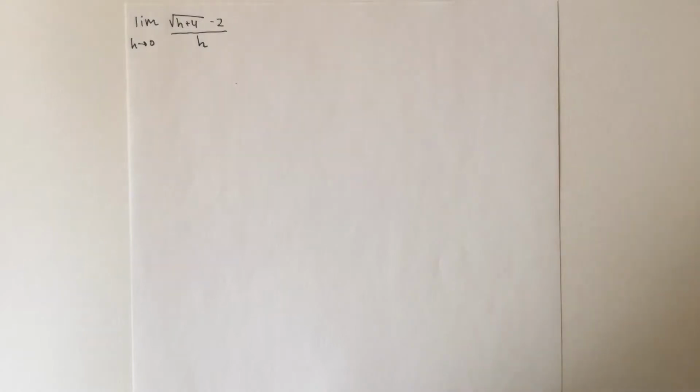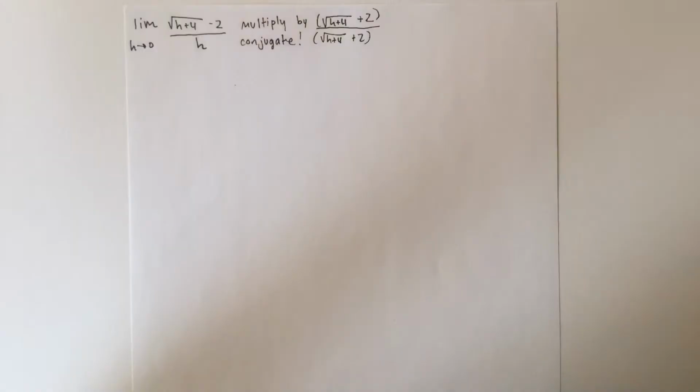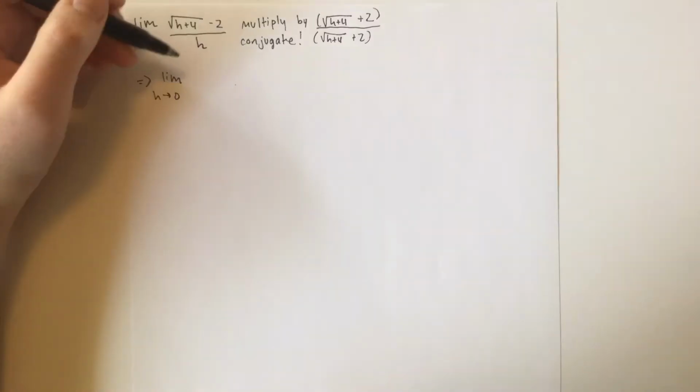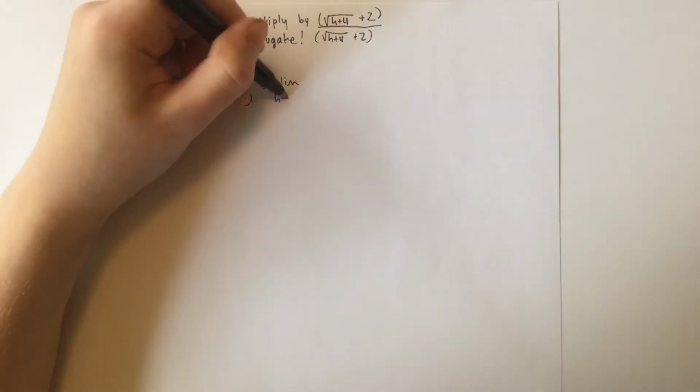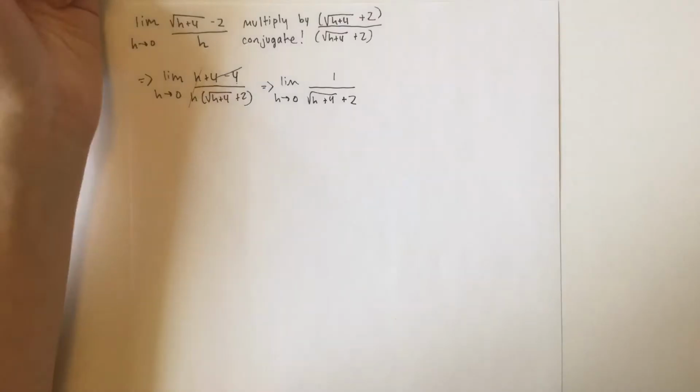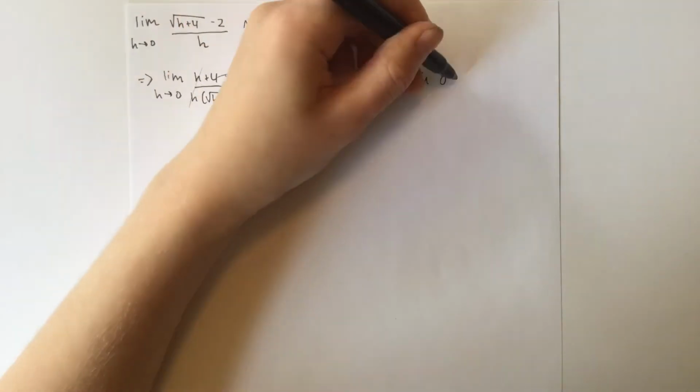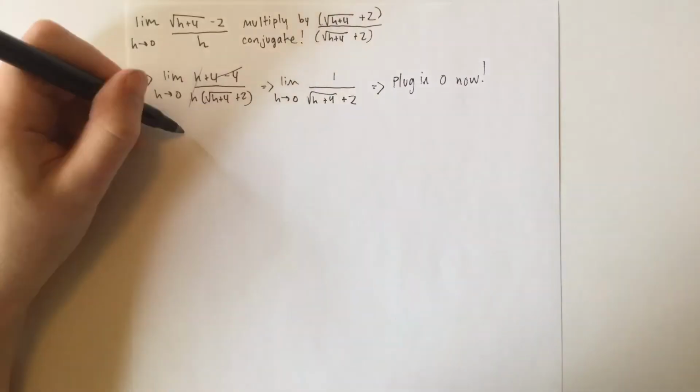And basically what we have here is we have to multiply by the conjugate. So we're going to multiply by the square root of h plus 4 plus 2 in the denominator and numerator. And once we do this, the 4's cancel out. And when you simplify, the h's cancel out. So after you plug in that number, you get the answer of 1/4.